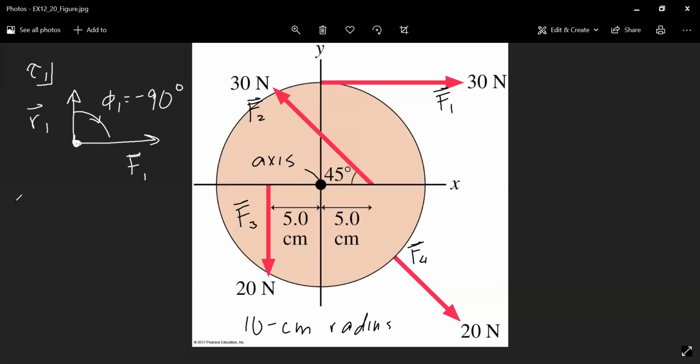So we have tau 1 equals, I need to split it up into two lines. 0.1 meters, the magnitude of R, times 30 newtons, the magnitude of F, times sine of minus 90 degrees, sine of the phi. And so the sine of minus 90 is minus 1, and 30 times 0.1 is just swapping the factors of 10. And so you get a magnitude of minus 3.0. Units of torque, as you probably had seen, are Newton meters.